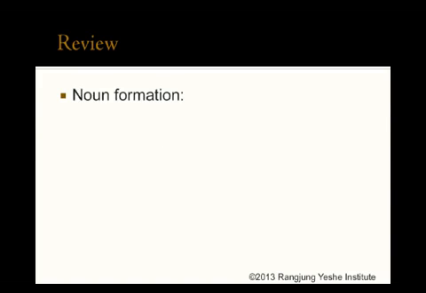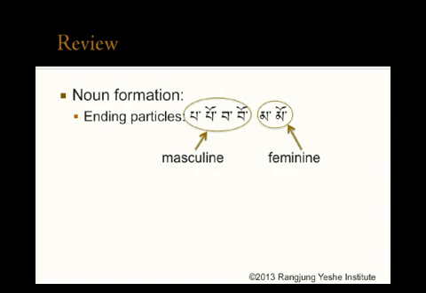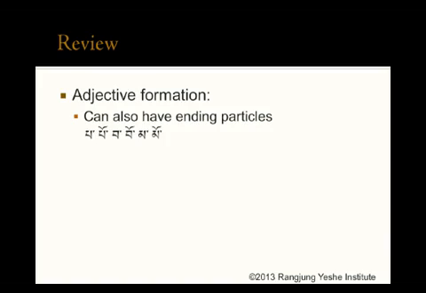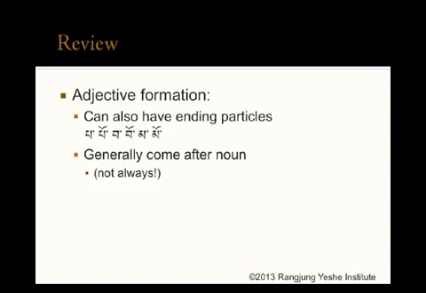Nouns can be formed in a number of ways. One common element found in nouns is the addition of one of the ending particles, pa, po, ba, bo, ma, mo. Generally, but not always, pa, po, ba, and bo correspond to the masculine gender, while ma and mo correspond to the feminine. Similarly, adjectives have one of these 6 ending particles, but there are exceptions to this rule as well. Adjectives generally come after the noun that they modify, but they can also occur before the noun if they're joined by a connective particle.